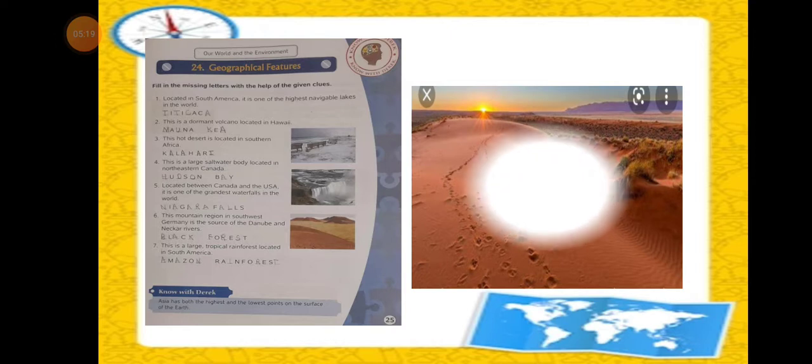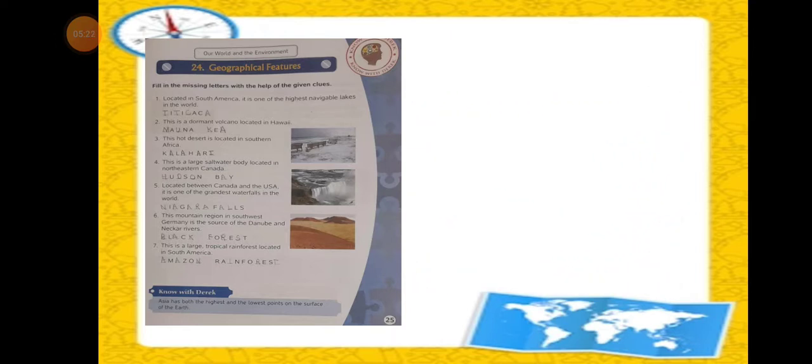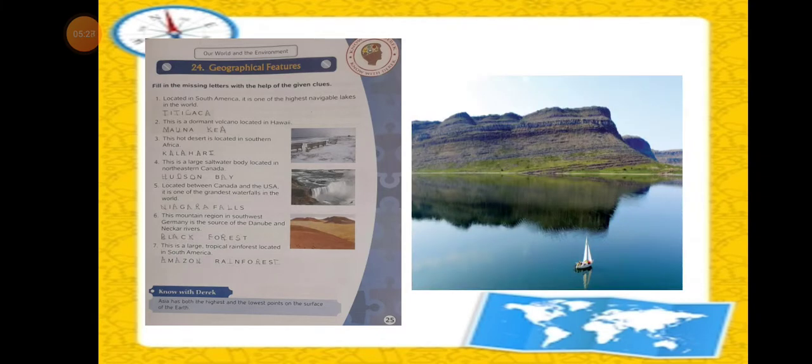Next, number 4. This is a large saltwater body located in northeastern Canada. So a large saltwater body which is located in northeastern Canada. It's the Hudson Bay. So you can see the picture out here. It's Hudson Bay. So this is a saltwater body. The water body which you can see out here is completely salt water, and it's a large saltwater body, located in northeastern Canada.